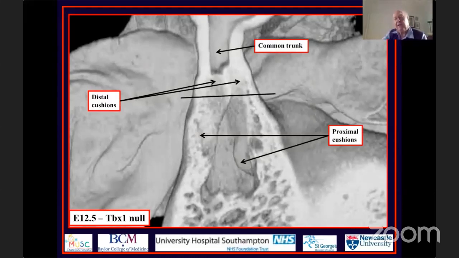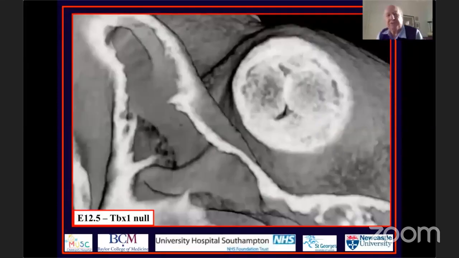We can take a cross-section through the intermediate part of the outflow tract. I showed you a comparable section just a few moments ago, and I showed you that by embryonic day 12.5 in the normal mouse, this intermediate part of the outflow tract had separated into the aortic and the pulmonary roots because these distal cushions themselves had fused together to separate the arterial roots.